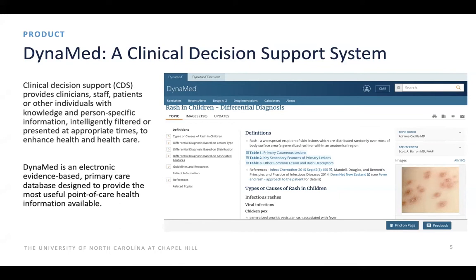In this case, we have Dynamed, which is an electronic evidence-based primary care database designed to provide the most useful point-of-care health information available. The data on Dynamed is written by clinicians for clinicians, and it's verified and updated continuously. If you see a doctor, yes, they've studied a lot, they know everything, but sometimes they need a quick refresher, just to see what is going on, quick and fast information, and Dynamed would be a great place for them to visit. So this is what a clinical decision support system would look like.